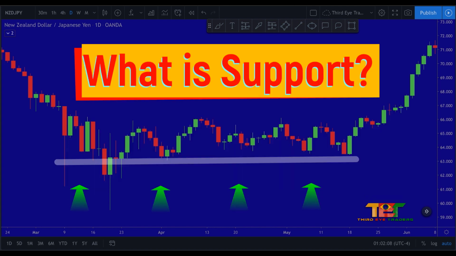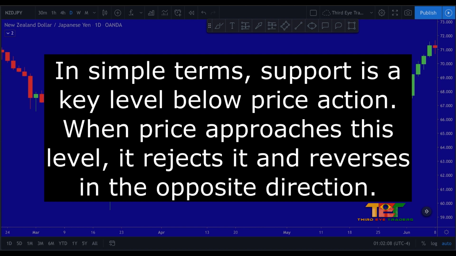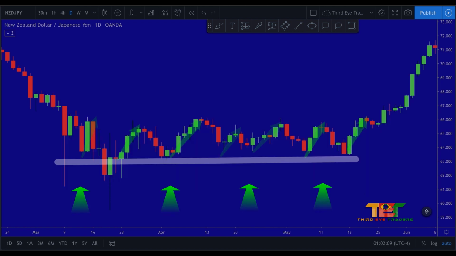What is support? In simple terms, support is a key level below price action. When price approaches this level, it rejects it and reverses in the opposite direction. Notice how price action rejected the support zone.